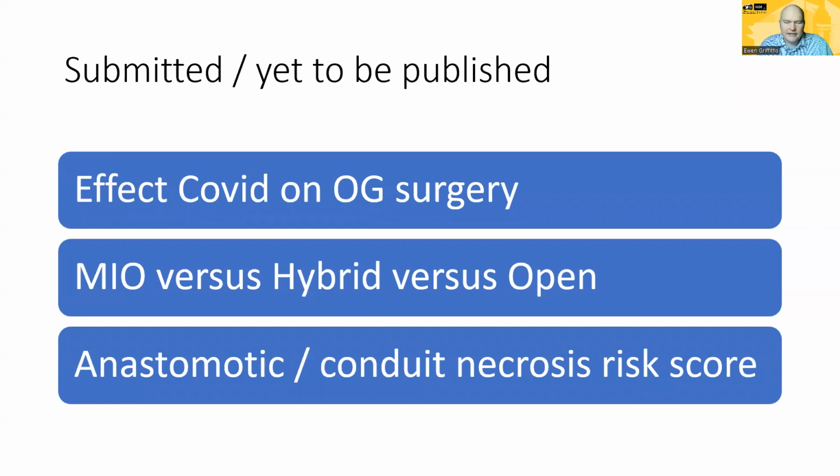We do have some things that we're working on and yet to be published. We've done a bit comparing different data sets to try and work out the effect of COVID on OG surgery. This has been submitted. We're also writing a paper on minimal access versus hybrid versus open. And we're trying to develop an anastomotic leak conduit necrosis risk score, really highlighting that once you've got a high quality data set with minimal missing variables, you can publish a lot on it.